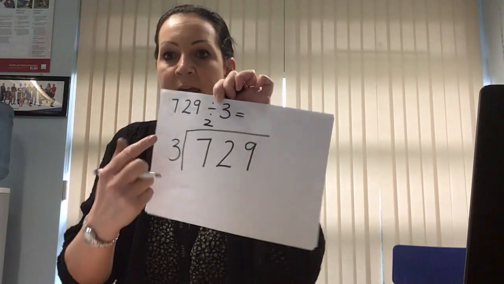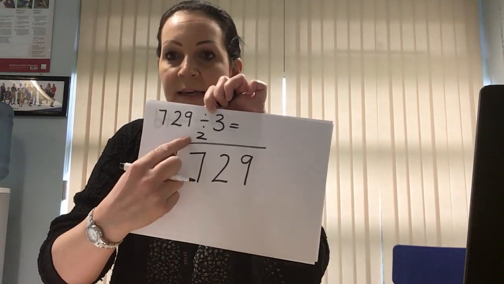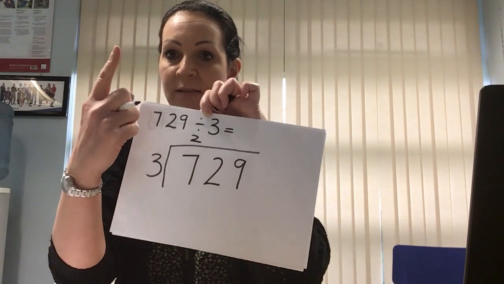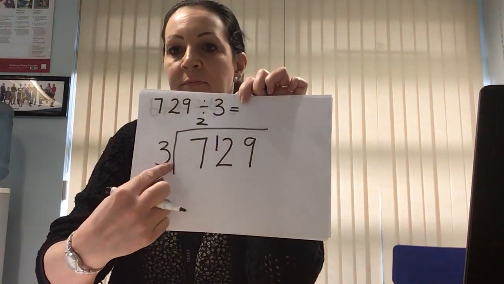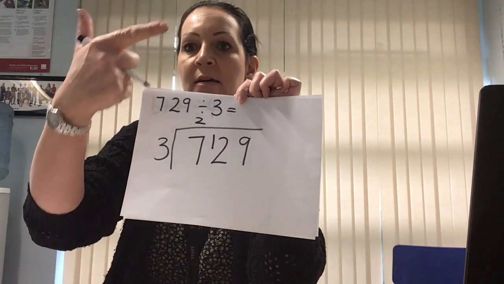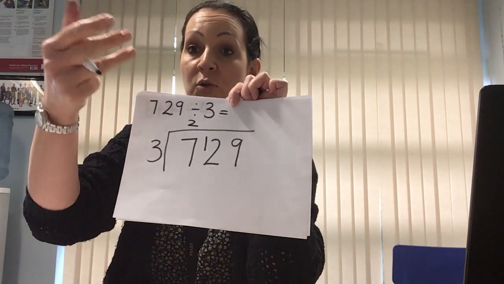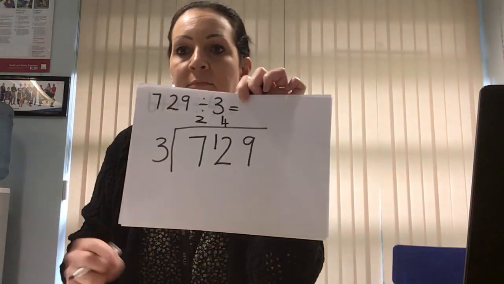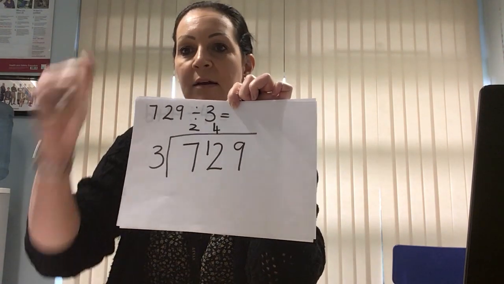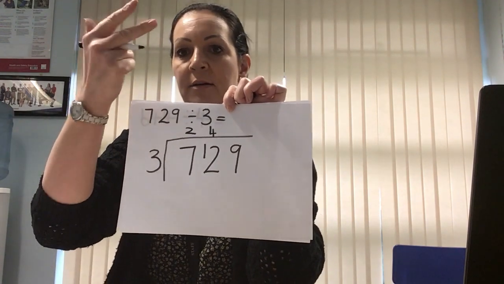2 lots of 3 is 6. We had 7, which means we've got 1 left over, haven't we? So we're going to put that onto the next number. And we've made the number 12. The 3s go into 12? Yes, they do. 3, 6, 9, 12. 4 3s make 12. Does 3 go into 9? It does again, doesn't it? 3, 6, 9. 3 lots of 3 make 9.